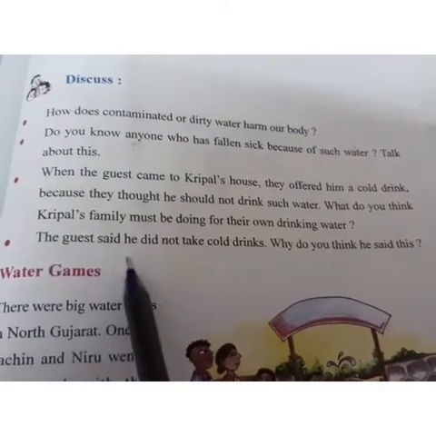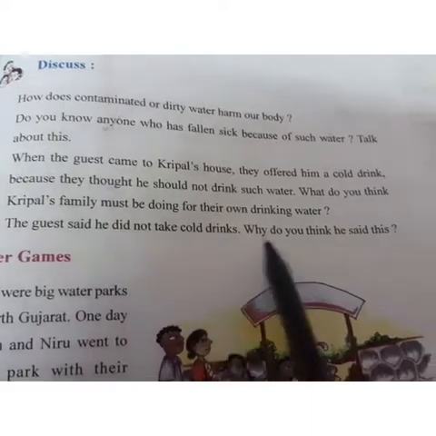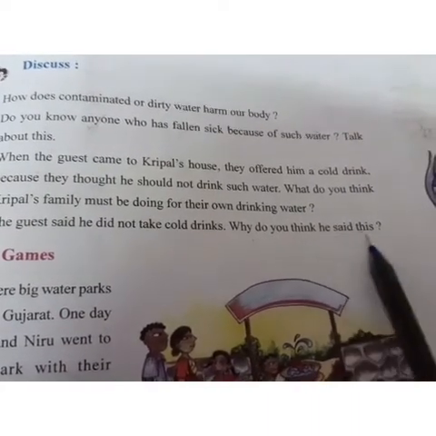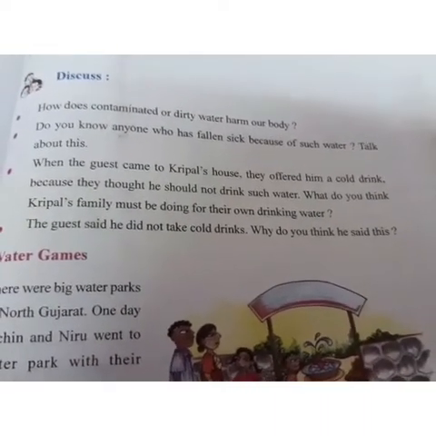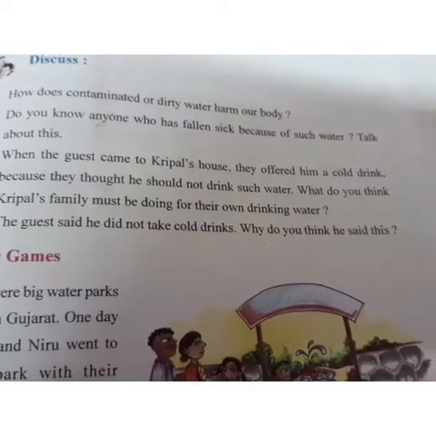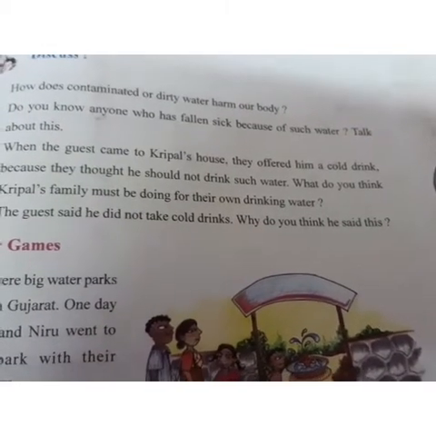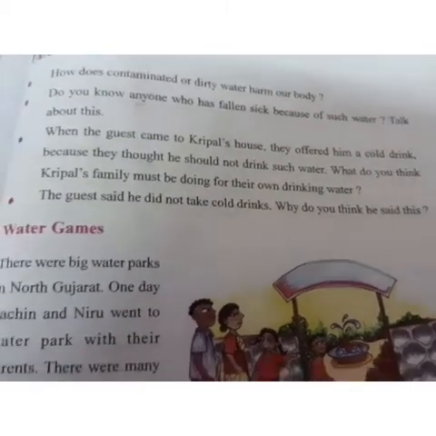This guest said that he did not want to take cold drinks. Why did you think he said that? Now, the guest said that he didn't want the cold drink. The reason must be that because it contains a lot of sugar and it is a carbonated drink, which is not good for her health. So he might have said like that.